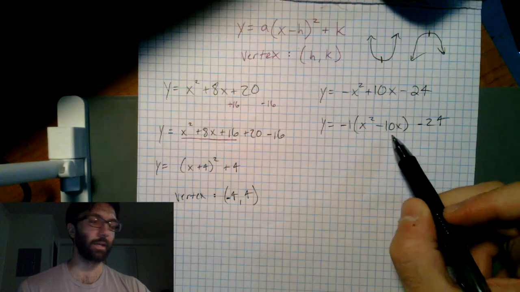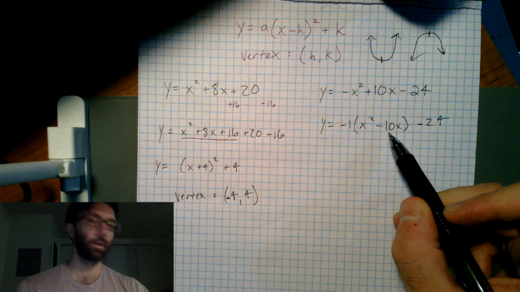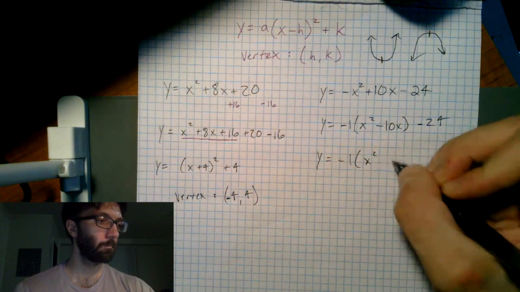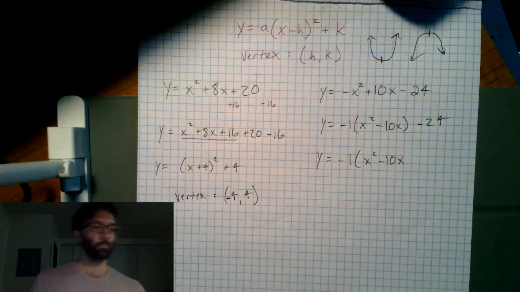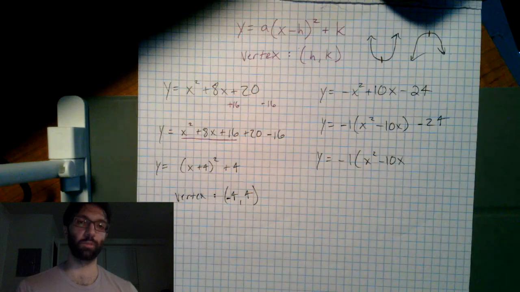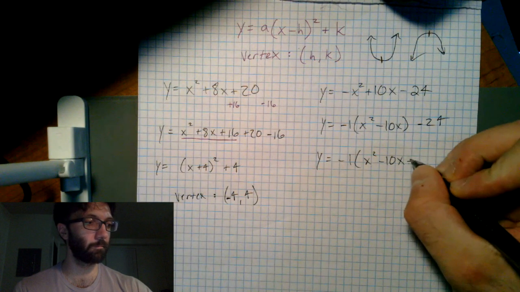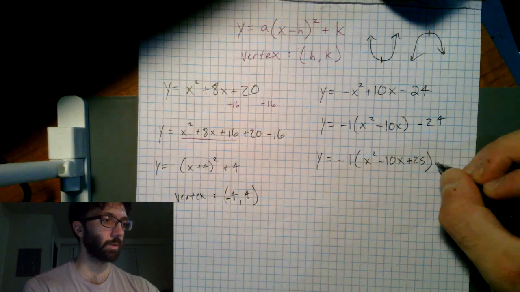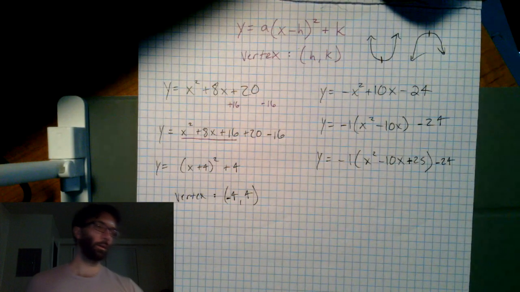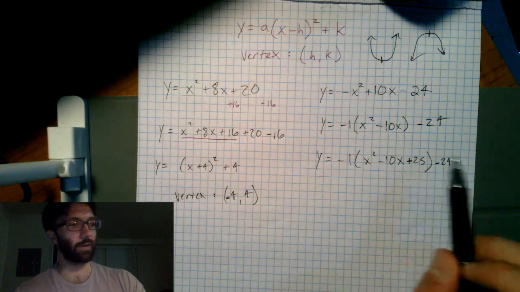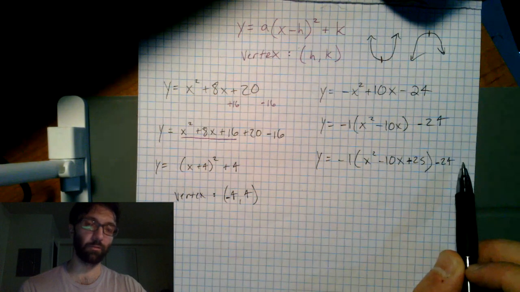And so I'm going to take this number, the negative 10, and cut it in half to give me negative 5, and then I'm going to multiply negative 5 by itself. I'm going to square it, so I get a positive 25. All right, now this is where it gets a little tricky, because you might be thinking, all right, well, I just added 25, so that means I have to minus 25 to make up for it.